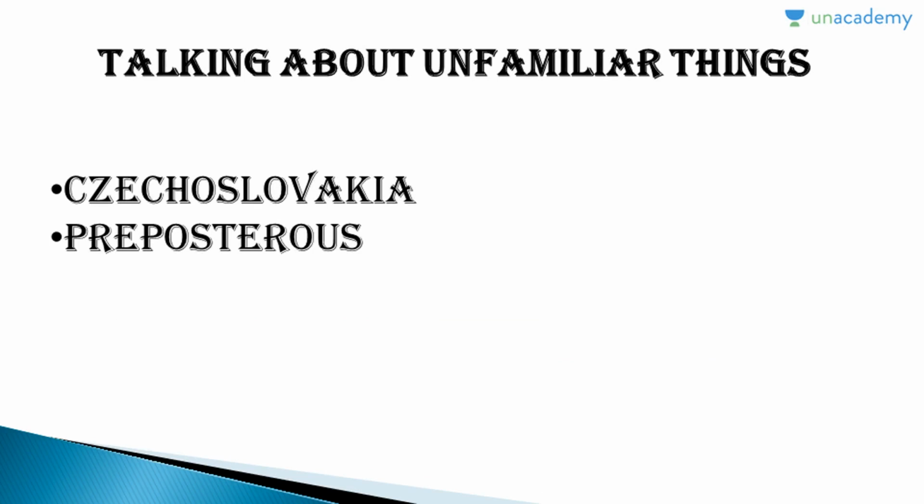So the second common mistake is talking about unfamiliar things. Now let's suppose someone asks you to write about this topic, Czechoslovakia. Are you aware of it? No. But still, you will try to talk something on it without knowing about it. Let's say you know that this is the name of a country, then you will try to speak something, X, Y, Z, this is that, this is that. And in this method, you tend to make a lot of mistakes because you are not sure what you want to talk about.